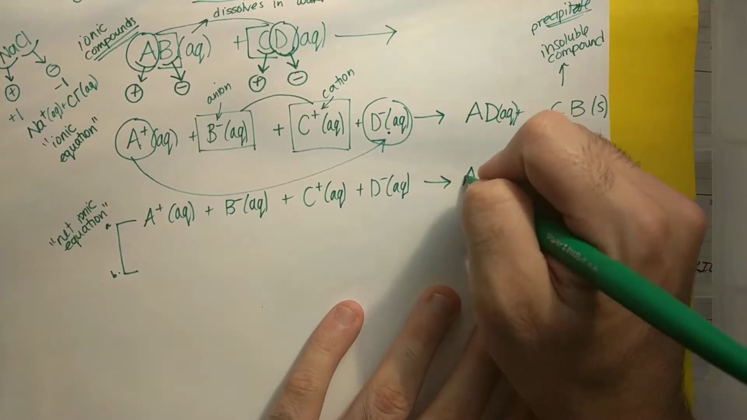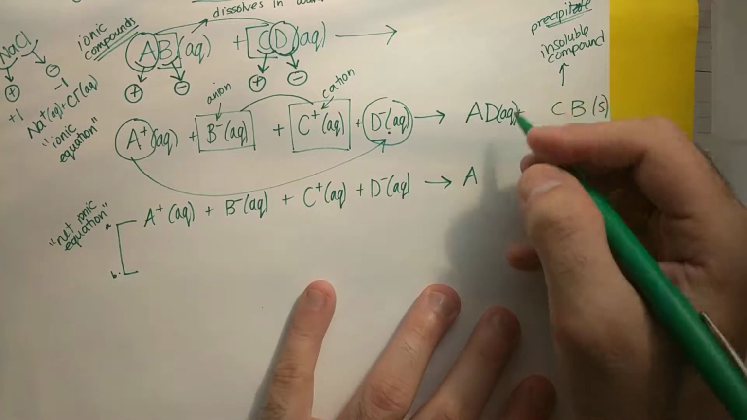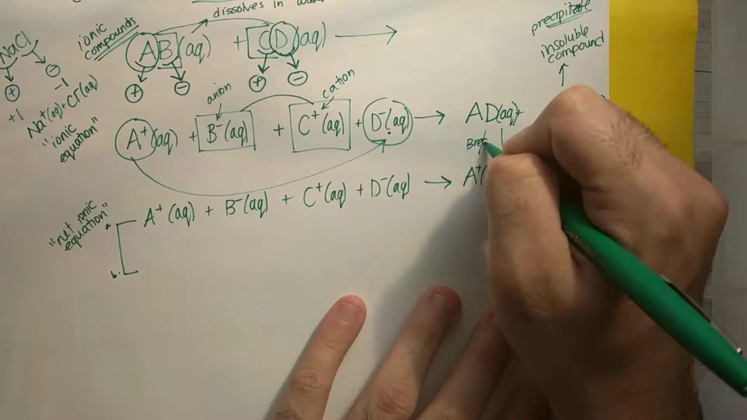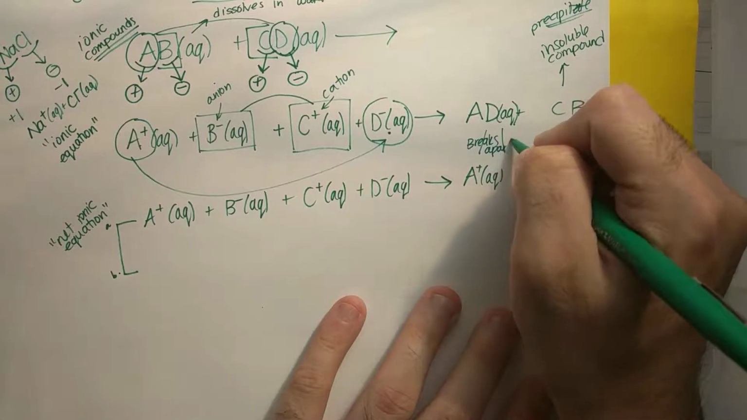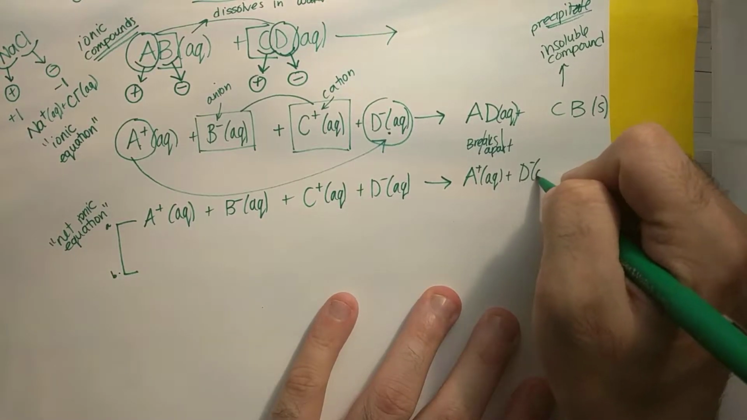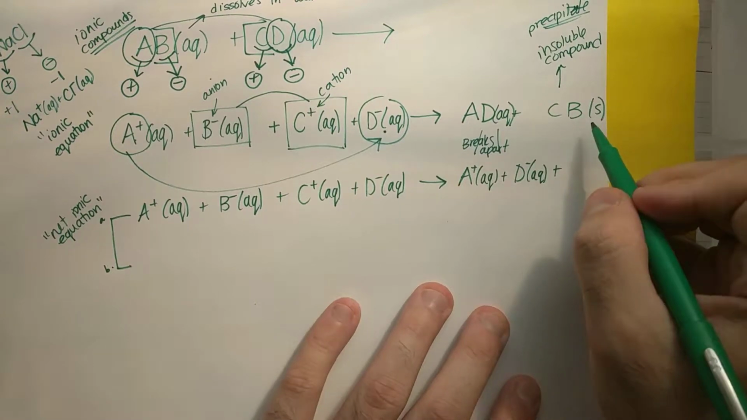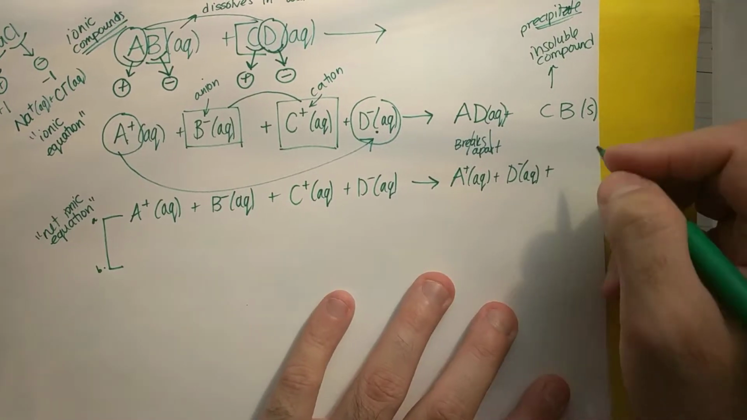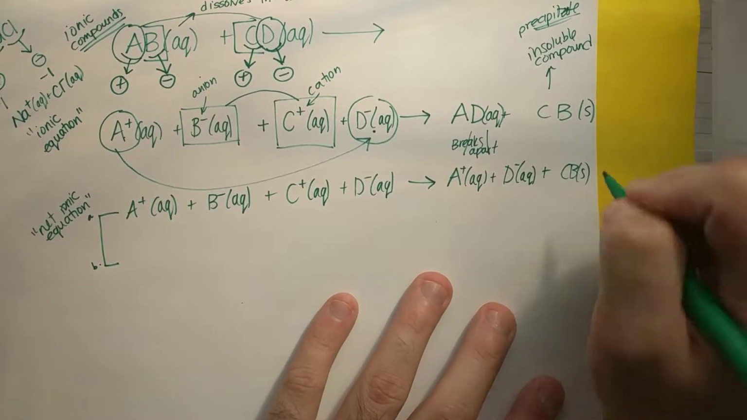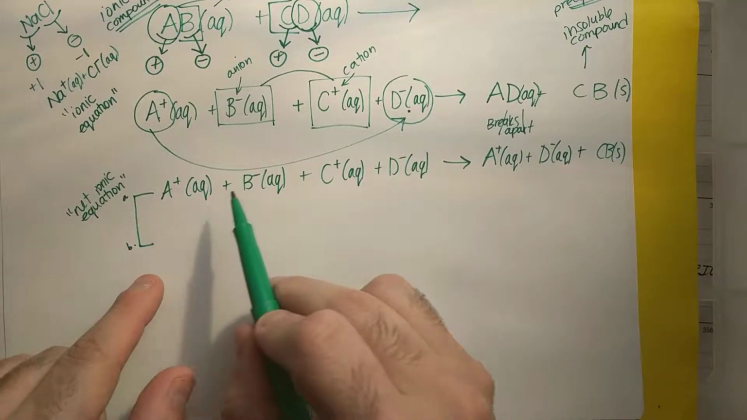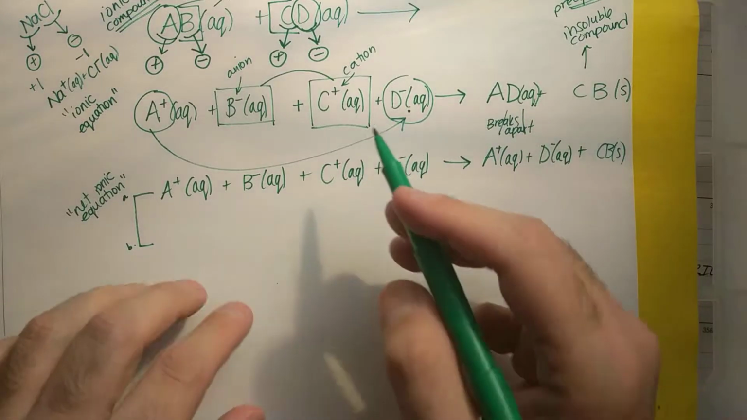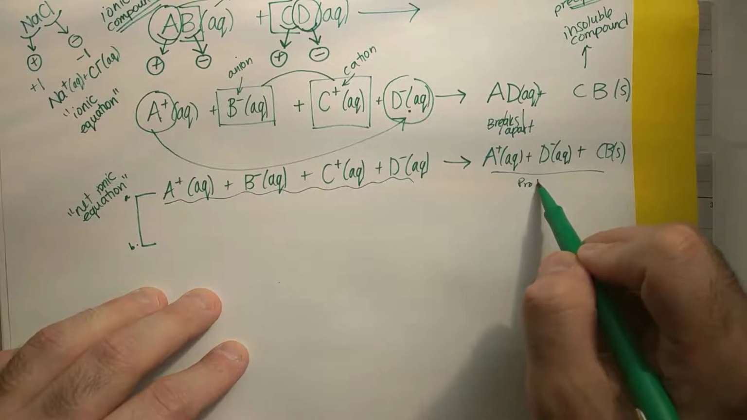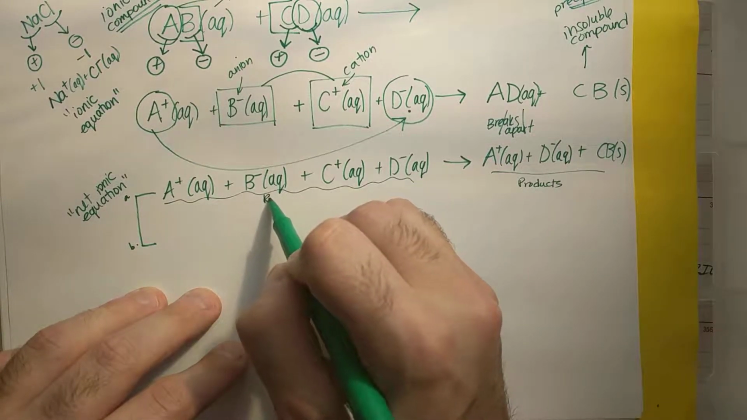And I get, notice how I wrote AD as aqueous, I'll get A+ aqueous. This could break apart because it's soluble. If it's soluble, it'll break apart. D- aqueous. And then, CB is not aqueous, so I cannot break it up into its ions. CB solid. Now I'm going to look at this entire chemical equation here. Here are my reactants, and here are my products.